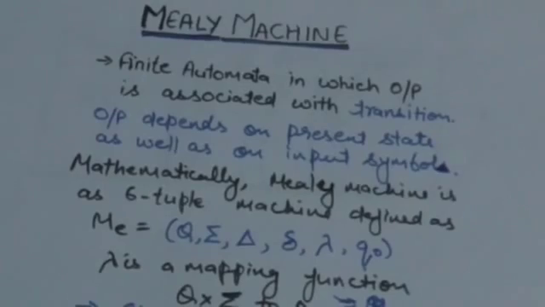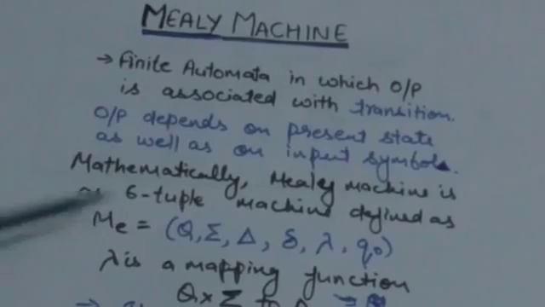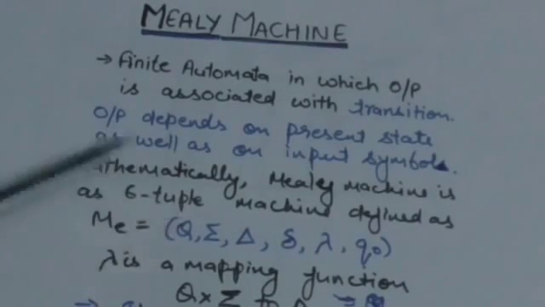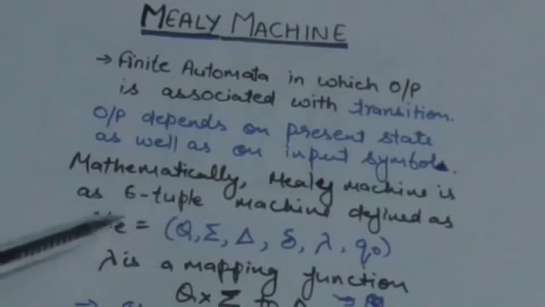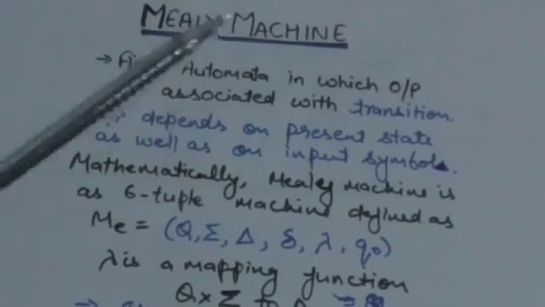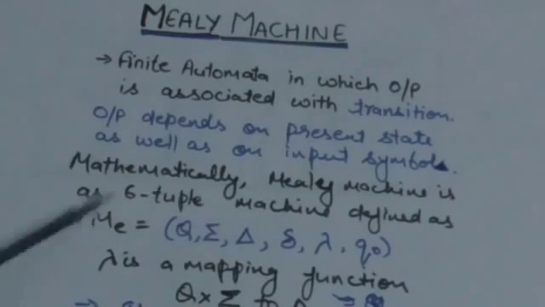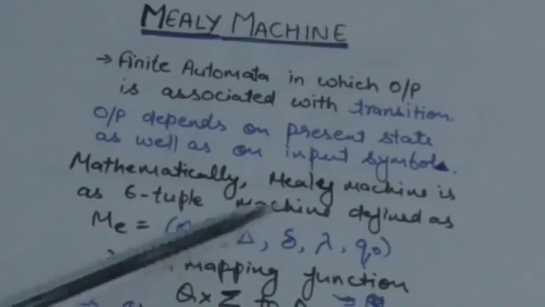Mathematically it is a six-tuple machine. Here it is a six-tuple machine ME. Q is a set of all states of this Mealy machine. Sigma is set of all input symbols, and this triangle is a set of all outputs. Delta is a transition function. It takes two arguments, that is present state and an input symbol, and it gives next state as output.